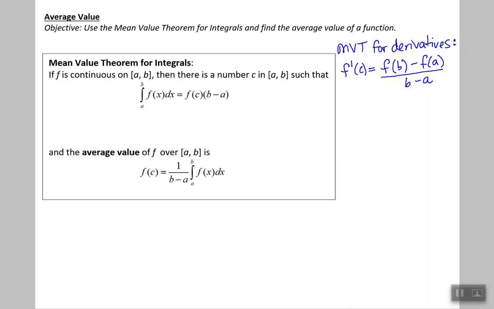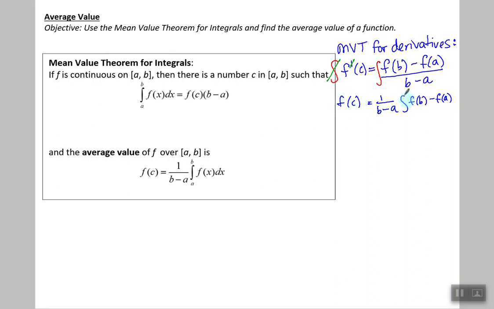So the mean value theorem for integrals: if we choose to integrate both sides of this equation, what does that look like? I'm going to take this b minus a and pull it out as a constant multiple of the integral using our constant multiple property. So 1 over b minus a on the right side times the integral of f of b minus f of a. On the left side, the integral is the inverse process of the derivative, the antiderivative and the derivative, so that leaves us with just f of c on this side.